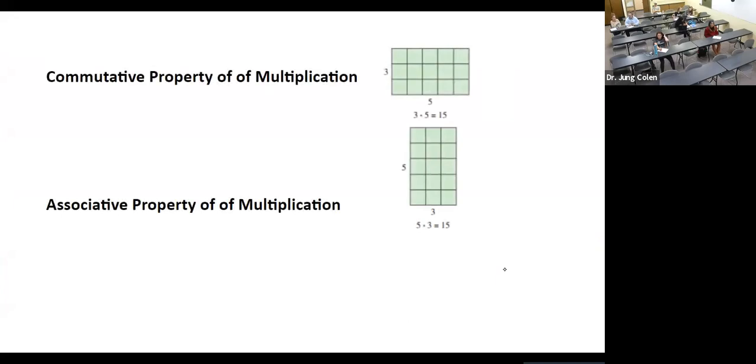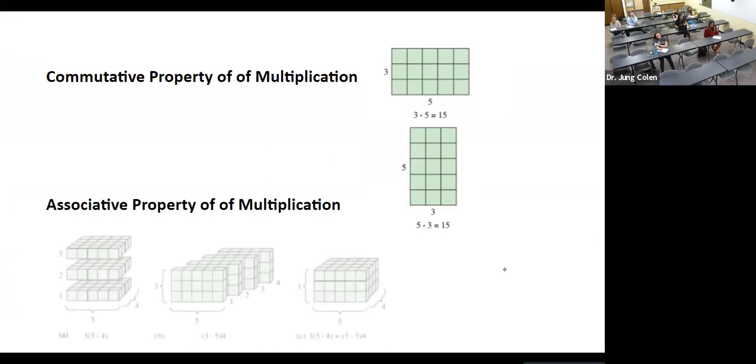Okay, so if we use the manipulative or representation, commutative property, 3 times 5 is same as 5 times 3. You can just flip the rectangle over and show. This is 3 times 5, same as 5 times 3. Just flipping, the amount of the squares didn't change. Right? The same number of squares there.